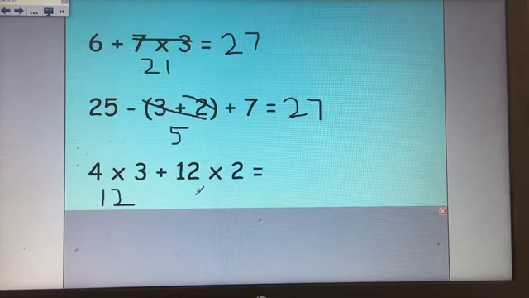12 times 2 makes 24. So I'm just going to do 12, add 24, which makes 36.